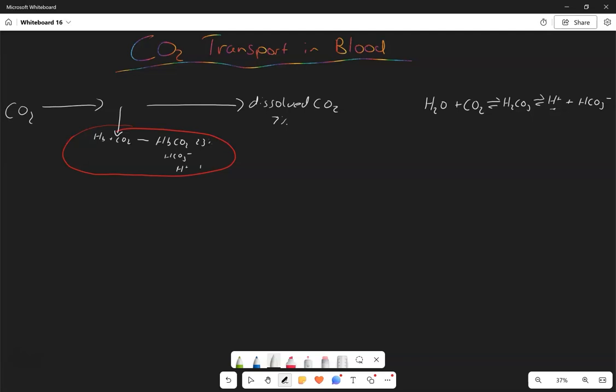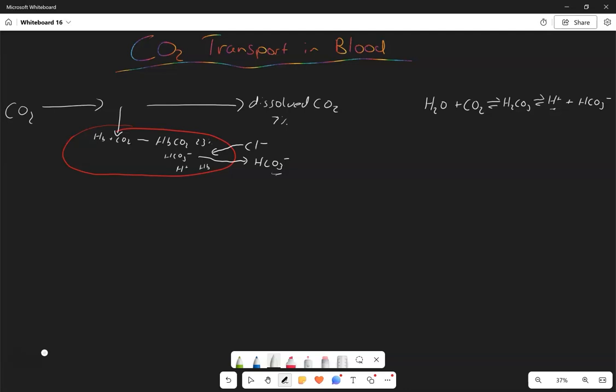Now the protons can be taken up by hemoglobin itself, right? But what's going to happen is that chloride is going to exchange with that bicarbonate so that the bicarbonate ends up inside of the plasma. And that's where most of our carbon dioxide, 70% of it, is transported, and how it's transported.